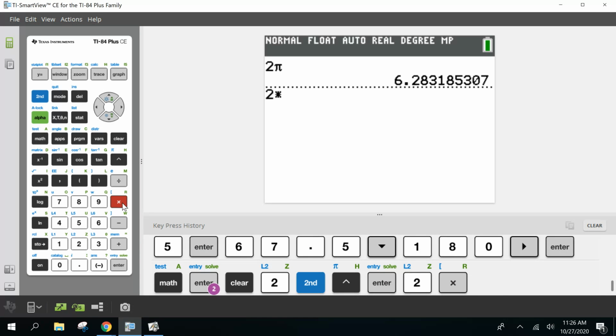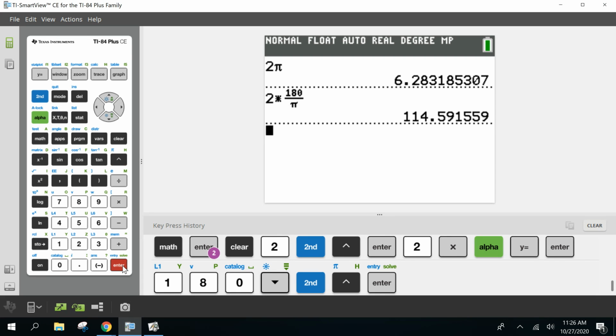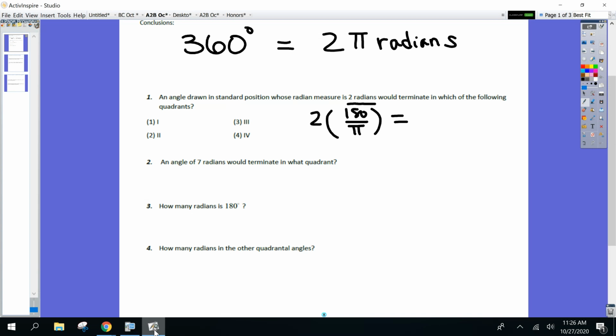2 times 180 over pi. So we're looking at about what? 115 degrees? So 2 radians is about 115 degrees.